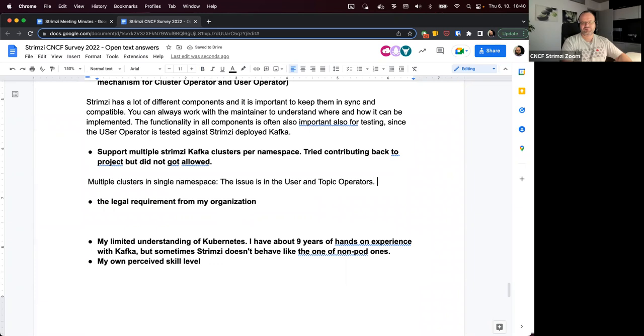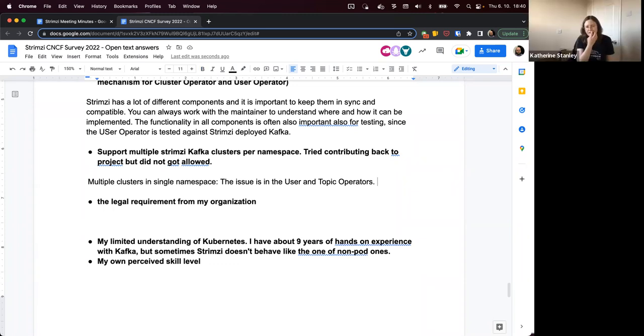I don't remember any change which would get rejected by the community. No, I just remember it from an issue triage, I think. I don't think there's any real solution for the user operator and the topic operator. At the end, the resource can exist only once with a given name, but you often share the same usernames and topics between the clusters.